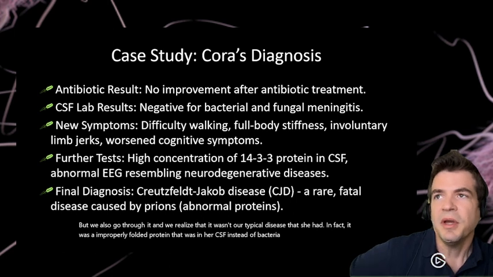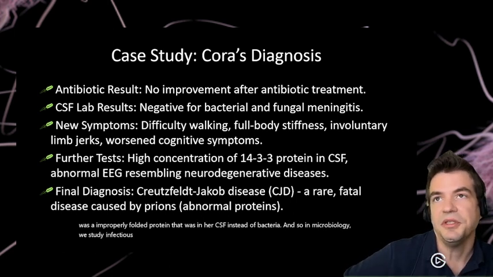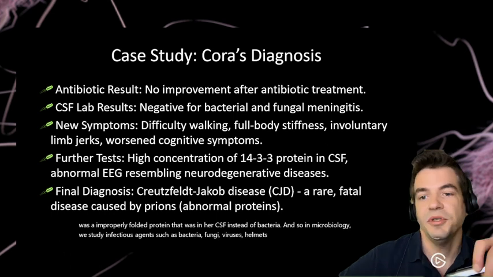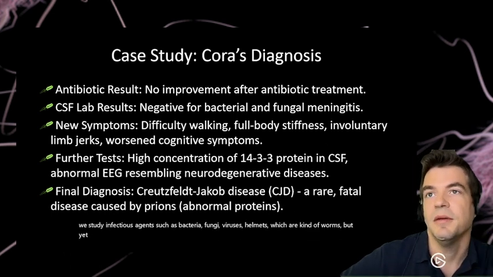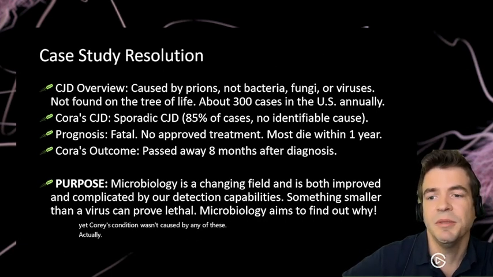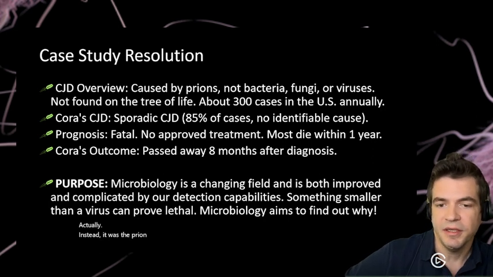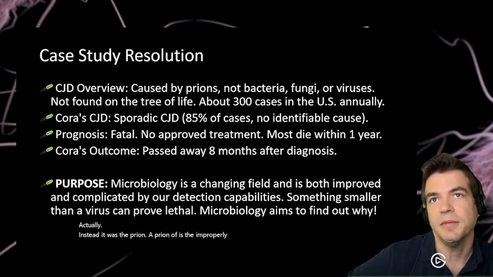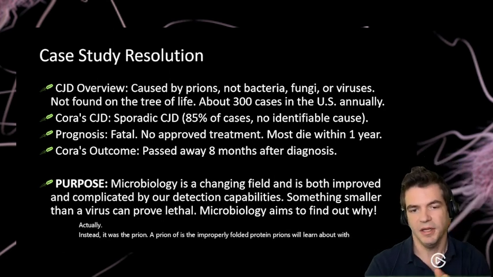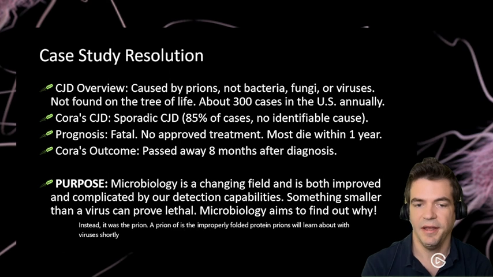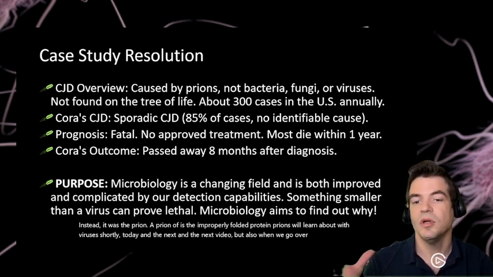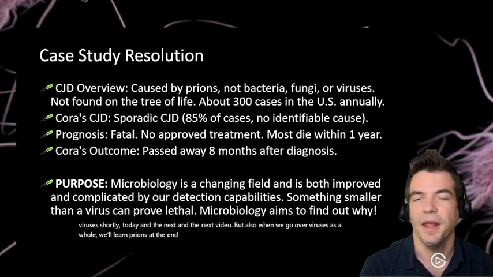And so in microbiology, we study infectious agents such as bacteria, fungi, viruses, helminths, which are kind of worms. But yet, Cora's condition wasn't caused by any of these, actually. Instead, it was the prion. A prion is the improperly folded protein. Prions we'll learn about with viruses shortly today in the next video, but also when we go over viruses as a whole, we'll learn prions at the end there.